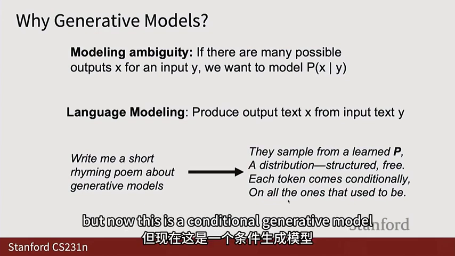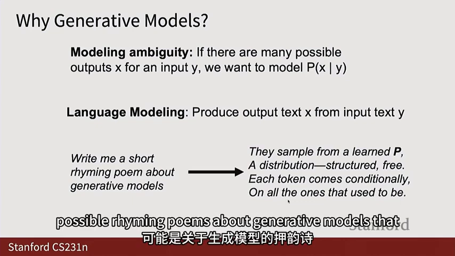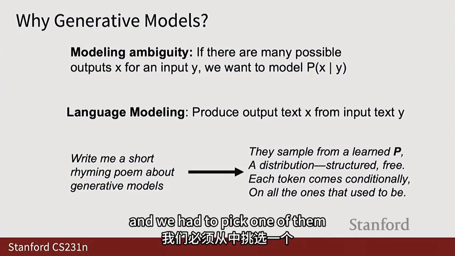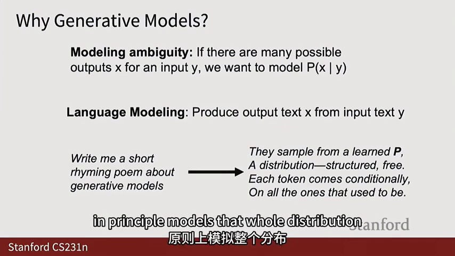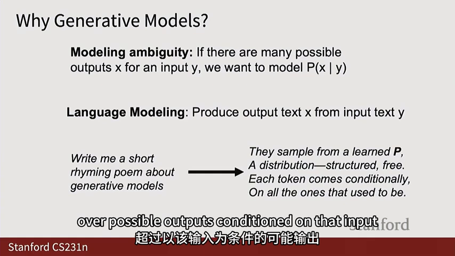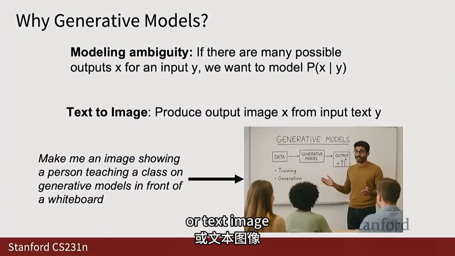Now this is a conditional generative model. You could imagine there's a lot of different possible rhyming poems about generative models that one might write. And we had to pick one of them. And the beauty of a generative model is that it, in principle, models that whole distribution over possible outputs conditioned on that input. Or text to image.